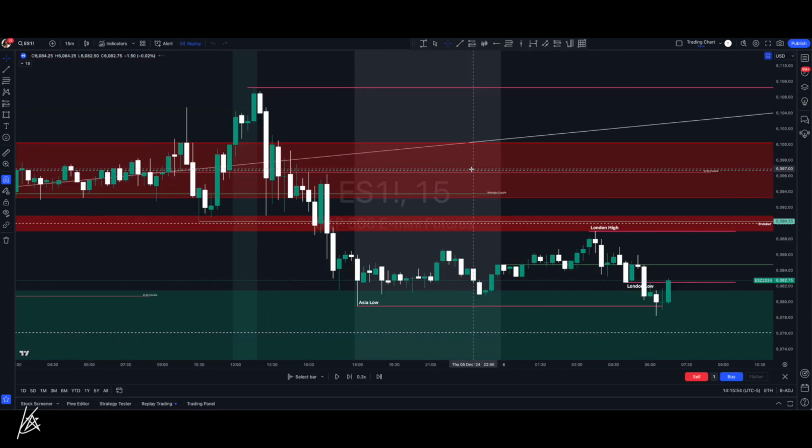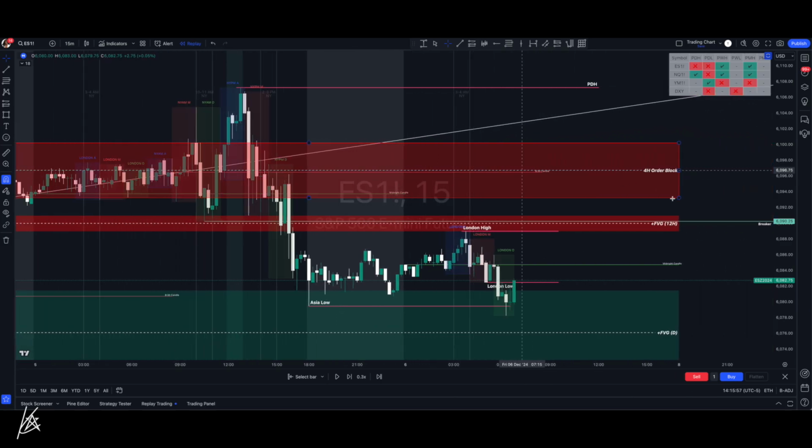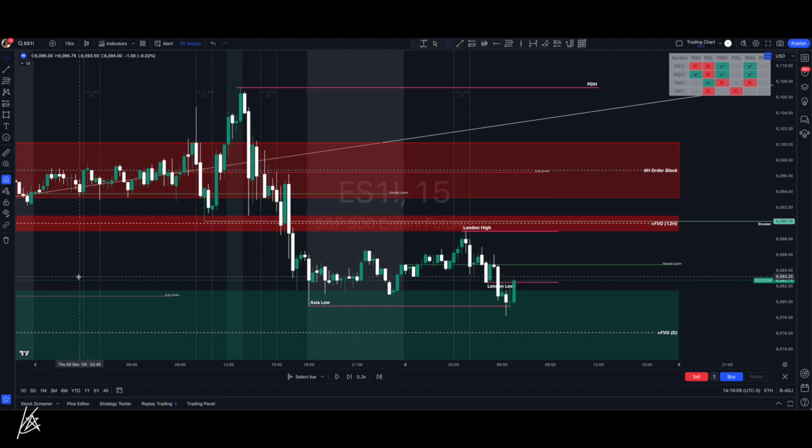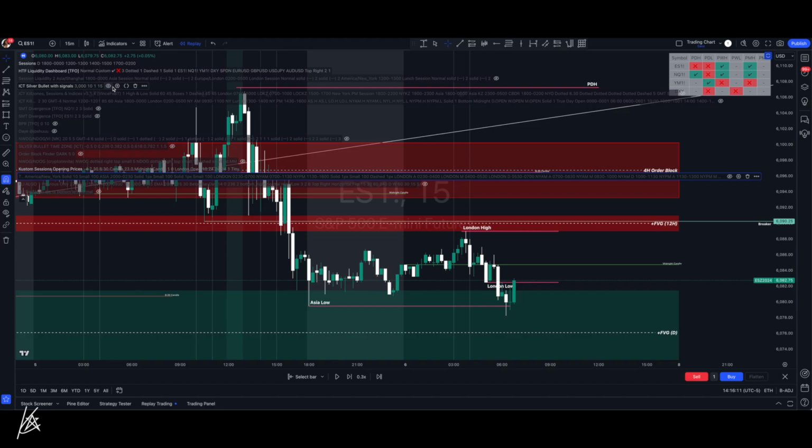Going back to 7 a.m. because I want you to see this one candle at a time. We're going to walk through this one candle at a time, okay? We're also going to turn off this indicator. I've got one more indicator on here that I don't want to have, so let's turn that off. And I think let's turn off the silver bullet as well.